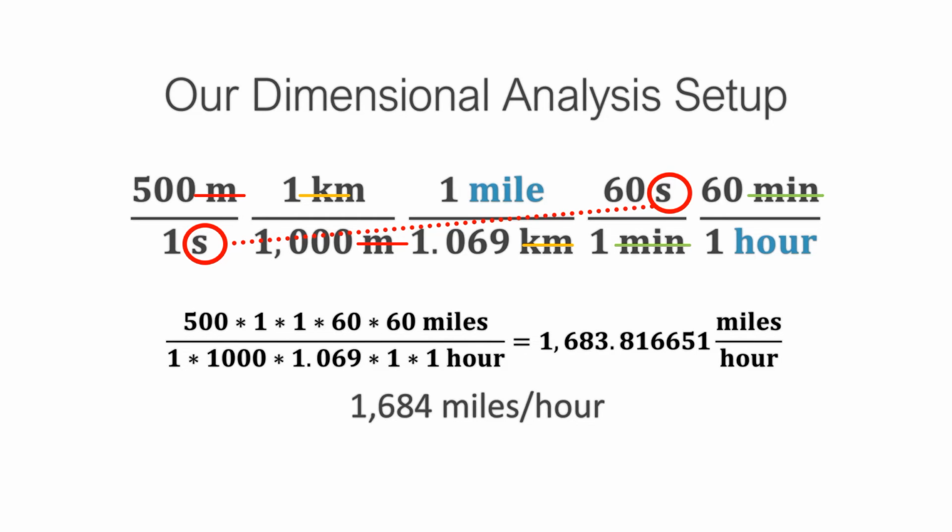500 times 1 times 1 times 60 times 60 miles over 1 times 1000 times 1.069 times 1 times 1 hours to equal 1,683.816651 miles per hour. Note, if you're doing this in class, your instructor will probably require that your answers be reported according to the rules for significant digits, which means in this case, we will report our number as 1,684 miles per hour.